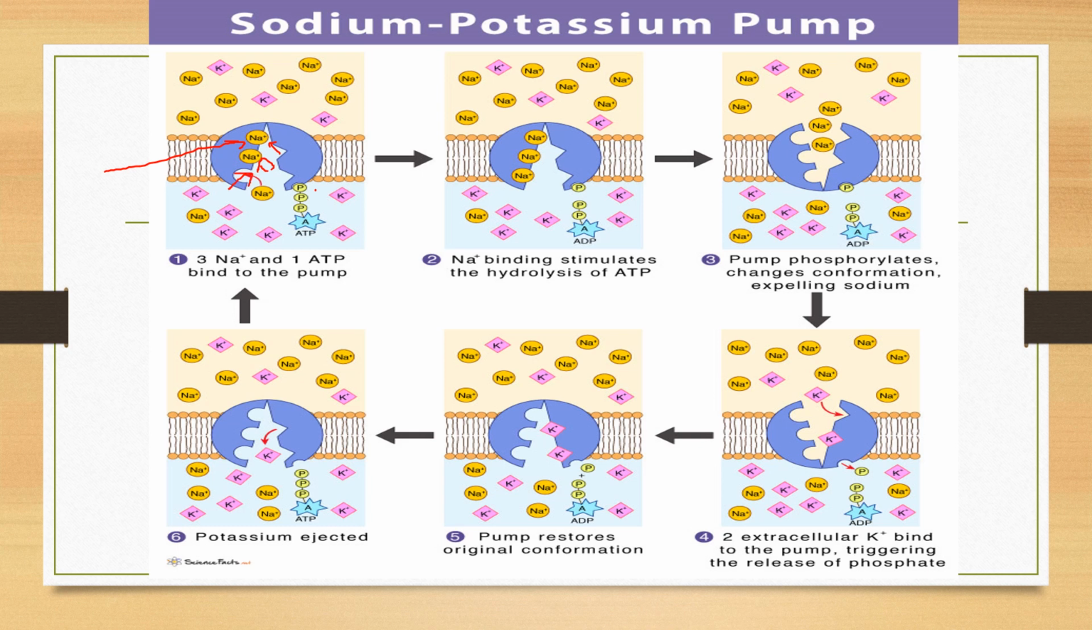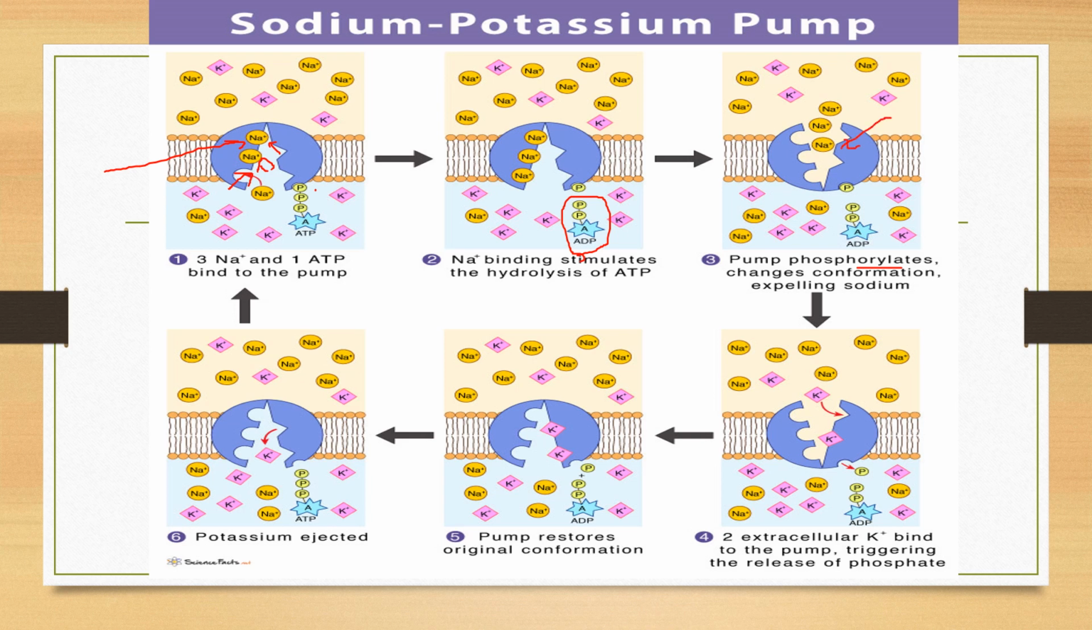After the binding of sodium ions, these sodium ions stimulate the hydrolysis of ATP. Meaning that after sodium binding, these sodium ions stimulate the ATP to convert into ADP. So here the ADP is formed. In the next step, the phosphorylated pump changes conformation, expelling sodium.